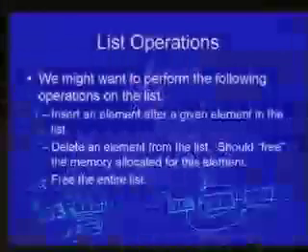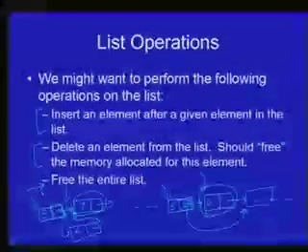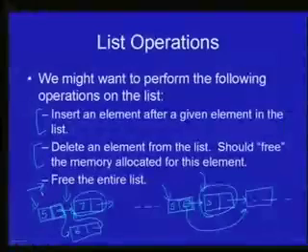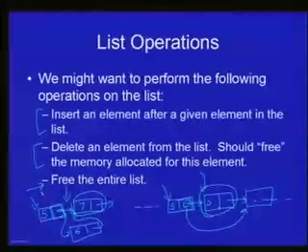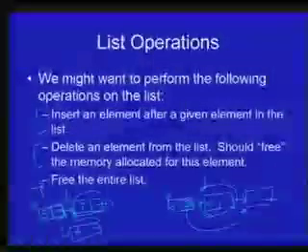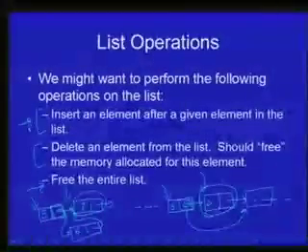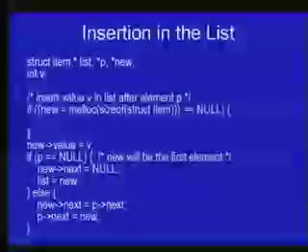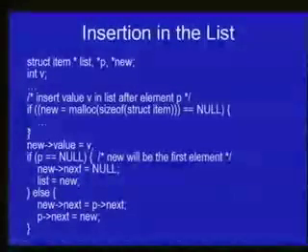And the third operation that we'll consider will be to free the entire list. So if we are done with the entire list as a whole, we want to delete or deallocate all the elements of the list, then we'll have to go through the list and deallocate each structure in the list, each element in the list individually. So we'll look at code snippets to do all these three operations. So let's take the first operation, that is insertion of an element after a given element in the list. So here is what the code might look like.